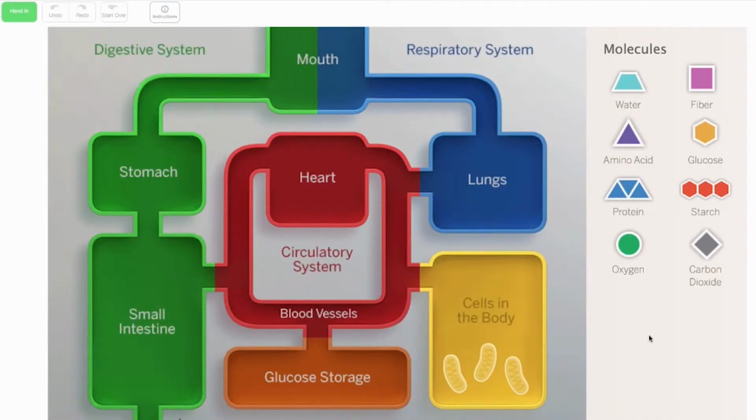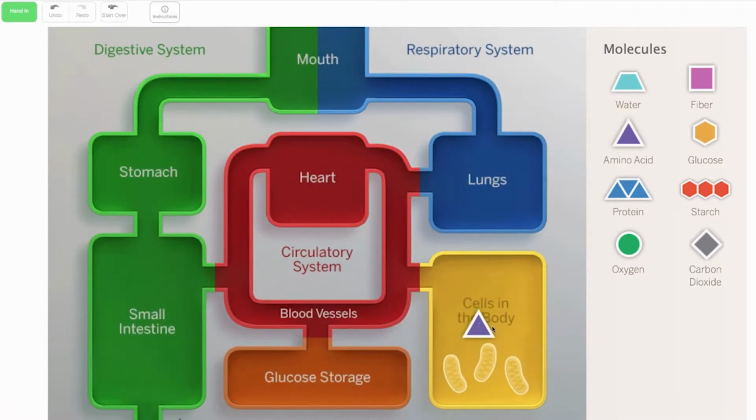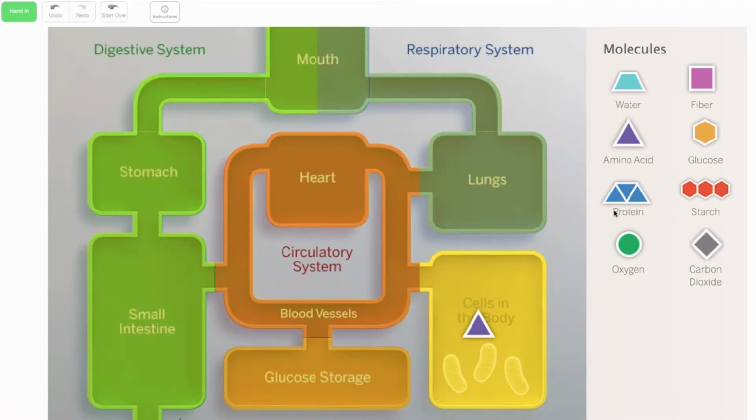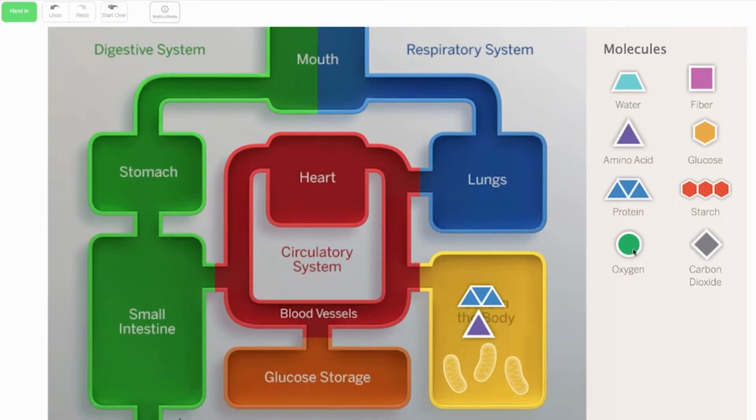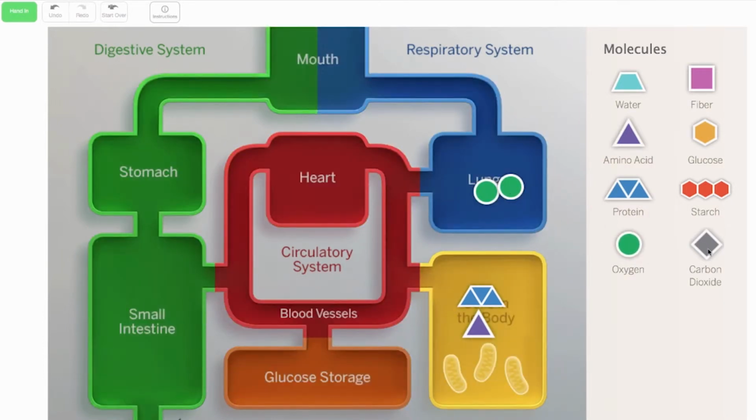You can find the simulation on the Global Navigation menu. The metabolism simulation models how human body systems work together to transport molecules from food and air to the body's cells. It will also show students how these molecules are used in the cells to release energy in the process of cellular respiration. Students use the simulation in many lessons over the course of the unit.